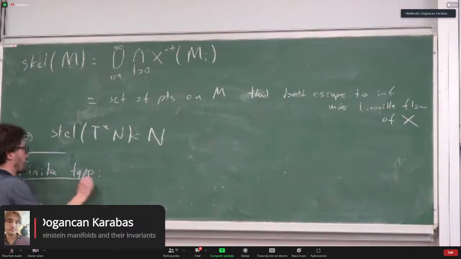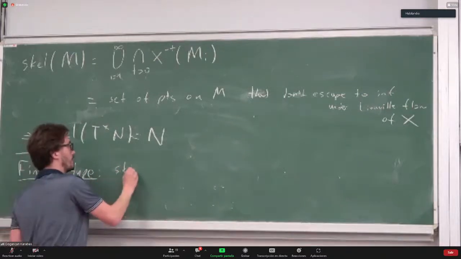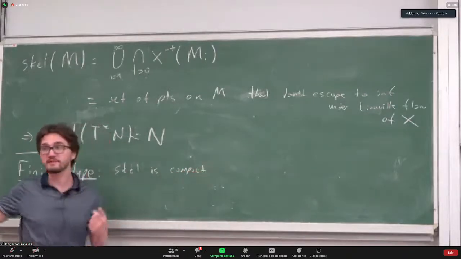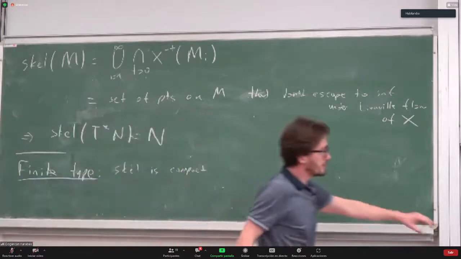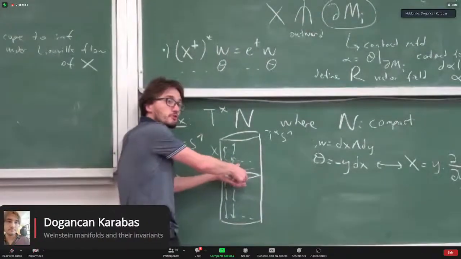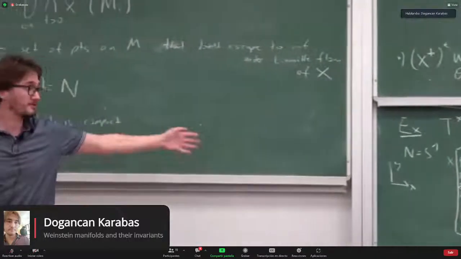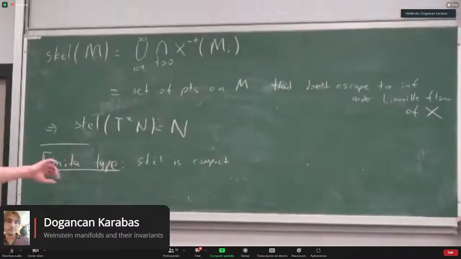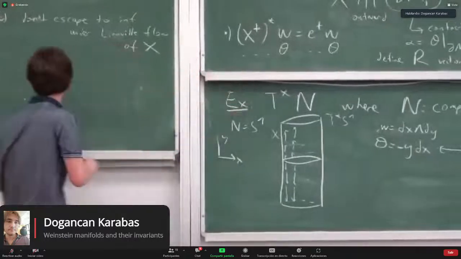Maybe just one more definition before I pass to something. Finite type. Finite type Liouville manifolds are those where the skeleton is compact. When the skeleton is compact, the thing is this: you have this exhaustion, right? Outside of the skeleton, the symplectic structure is boring. It doesn't change, okay? You can recover all the symplectic structure. So let me write this first.